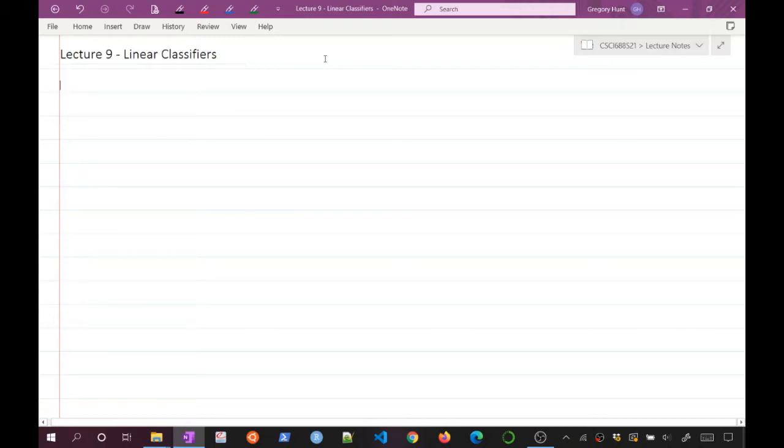So lecture 9 here is going to be on linear classifiers. This is going to lead into a whole bunch of different methods that we're going to learn, but they're all going to fall under the aegis of linear classifiers. We talked about KNN classification last time, and now let's talk about linear classifiers. This is going to cover quite a few lectures, maybe 3 or so.